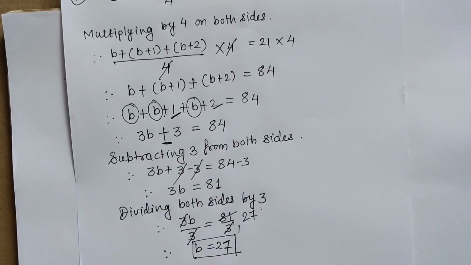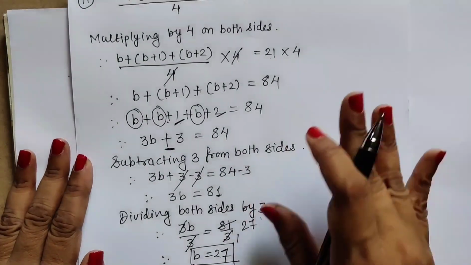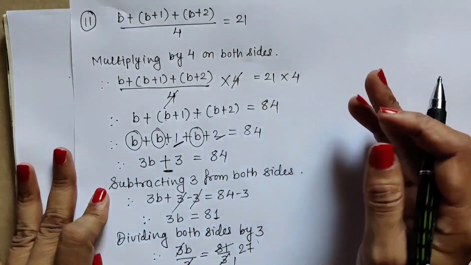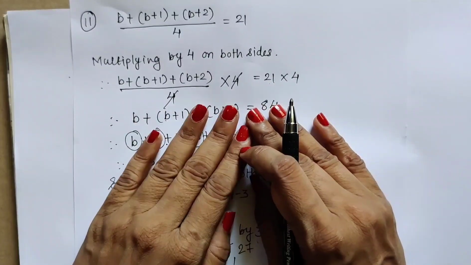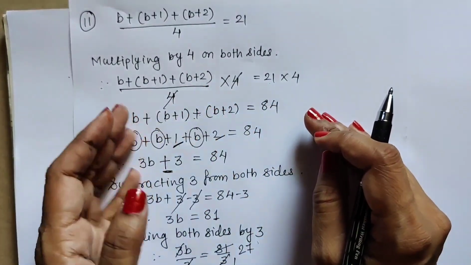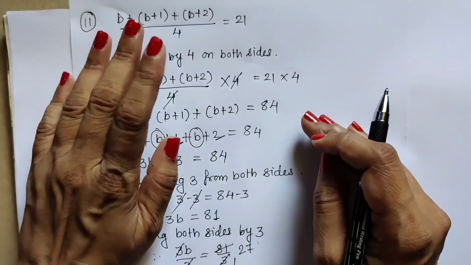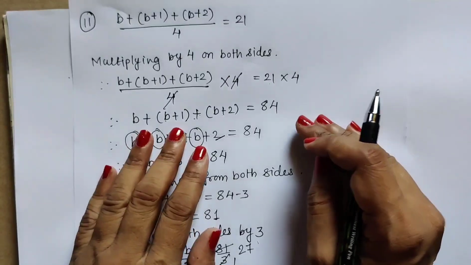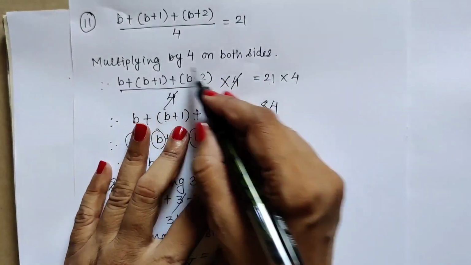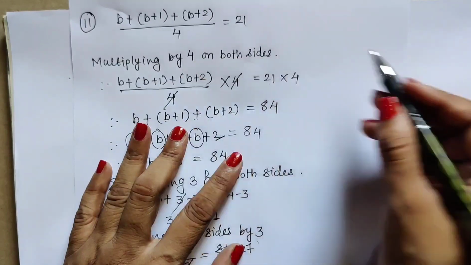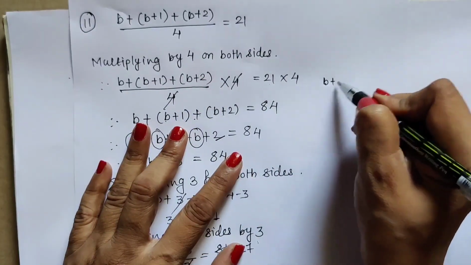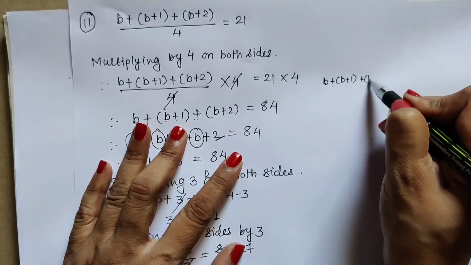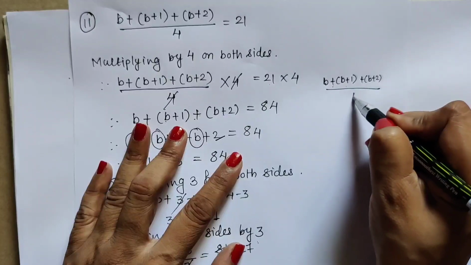So in this way we have to solve the sums. Now see children, in practice set 12.1 we do all these things, multiplying by 4 on both the sides. Instead of doing this, because when we multiply by 4 on both sides, the 4 is already there on the left hand side, so it is anyhow getting cancelled. So if you directly write like this: b plus b plus 1 plus b plus 2 upon 4 is equal to 21.